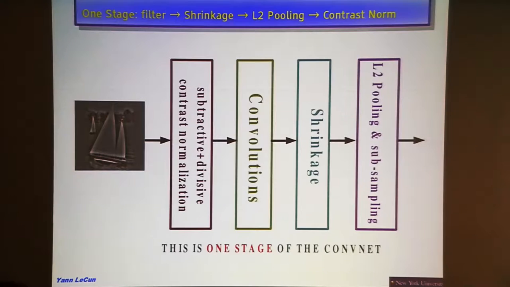And so we're going to use a particular type of architecture here for a convolutional net. So as I said, a typical stage of a convolutional net includes subtractive and divisive contrast normalization. I'm going to tell you a bit more about this in a minute. Filters to do convolutions, a shrinkage operation, and then a pooling operation as well as spatial subsampling, which generally involves L2 pooling. The pooling basically computes the square root of the sum of squares of the activations of the outputs of a filter within a spatial region.